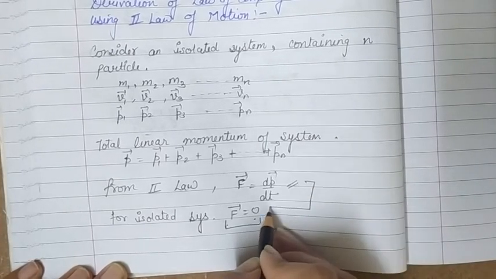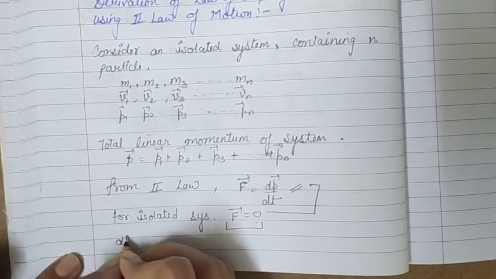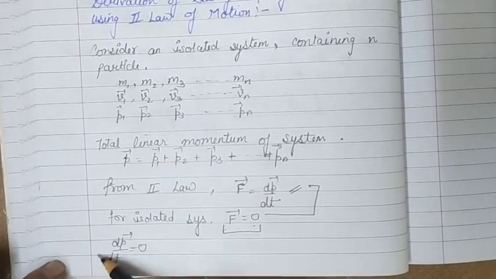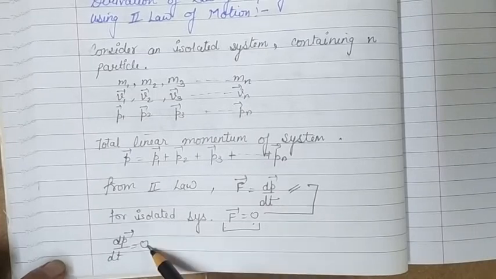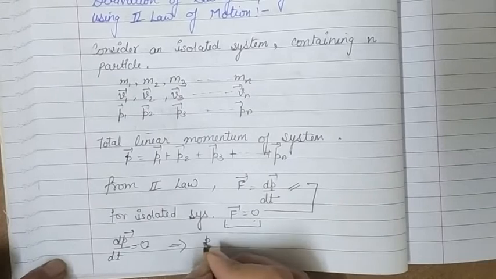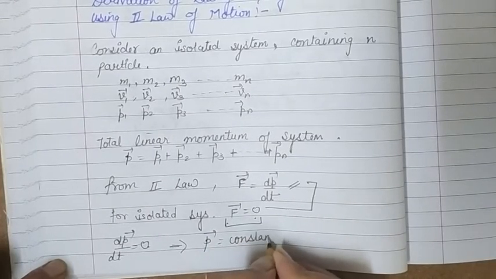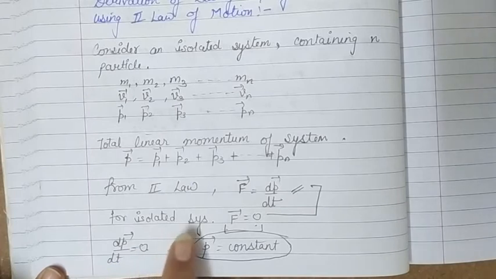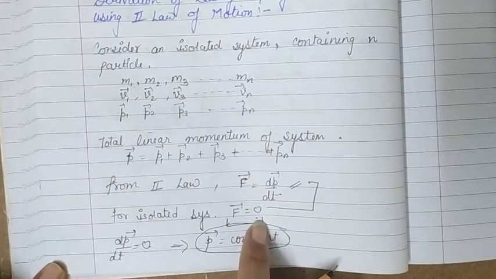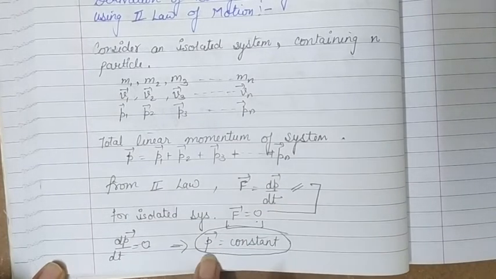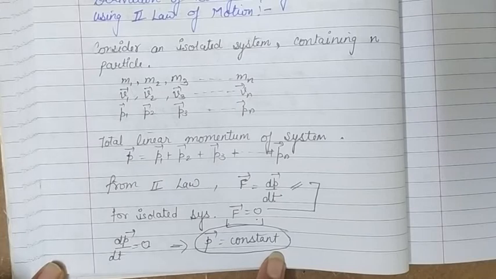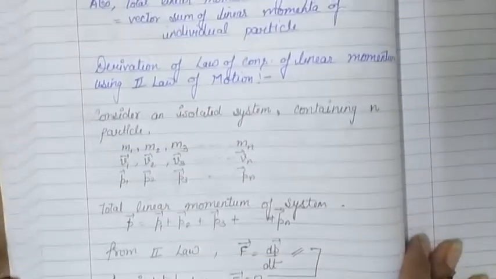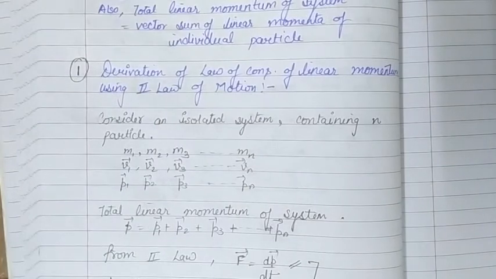So we equate these two values, and by equating we get dp vector over dt is equal to 0. Since the rate of change of linear momentum is 0, this implies that the momentum is constant, or remains the same for the system, and this is what we want to prove. So in the absence of any external force, meaning when F vector is equal to 0 or when the system is isolated, its momentum remains constant. That is the law of conservation of linear momentum. So here we get the law of conservation of linear momentum from Newton's second law of motion.